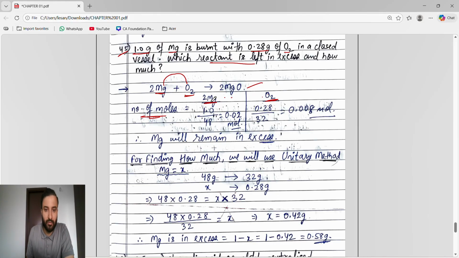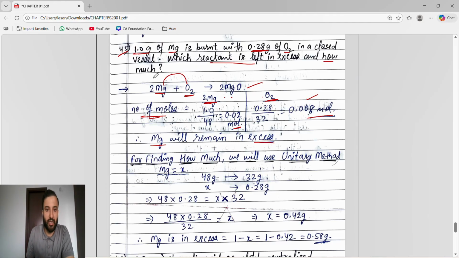That's it. We did this before, right? The number of moles for Mg is given mass by molar mass. Mg is 24, there were 2 Mg, so 24 times 2 is 48. We get the number of moles of Mg this much. Now the number of moles of O2, given mass by molar mass, we get this much. Which is present in less? This is present in less, so it is the limiting reagent. This is present in more, so Mg will remain in excess. Easy for finding the limiting reagent or which is in excess.